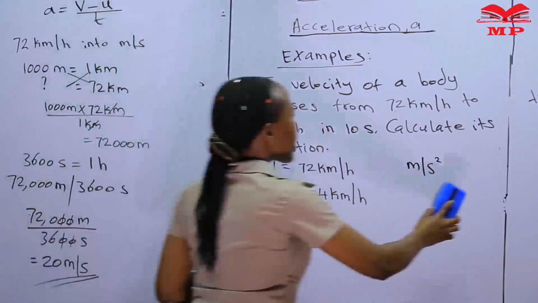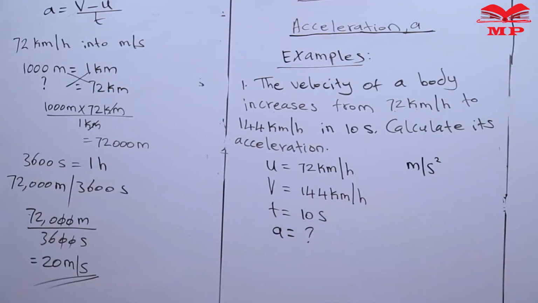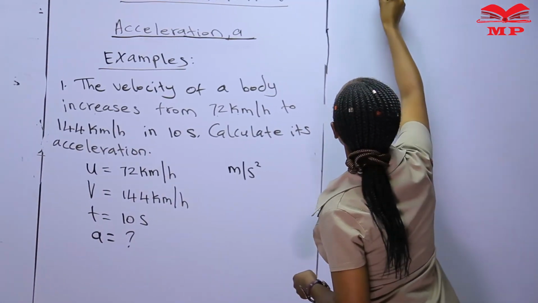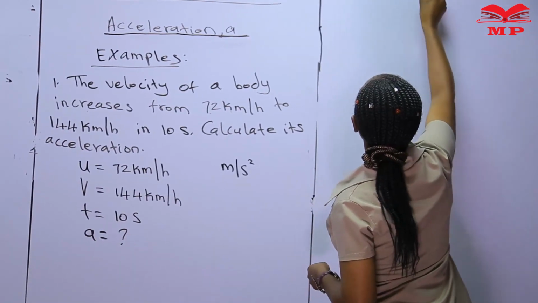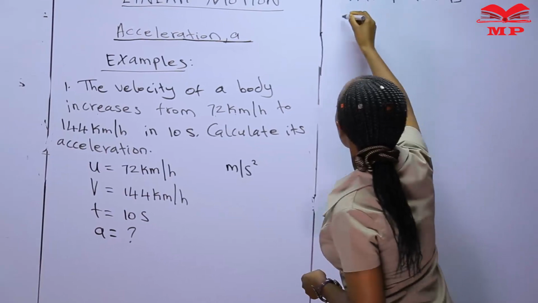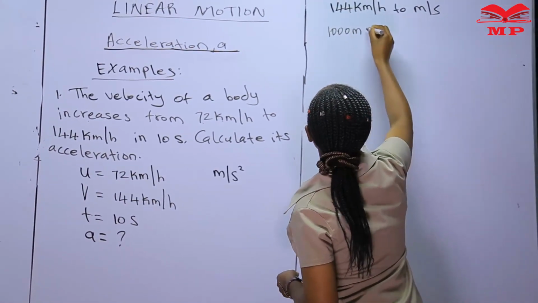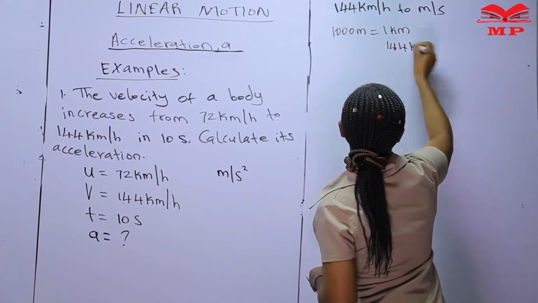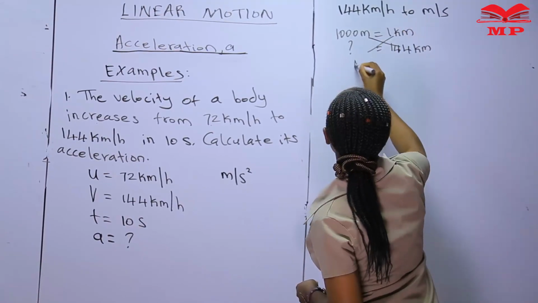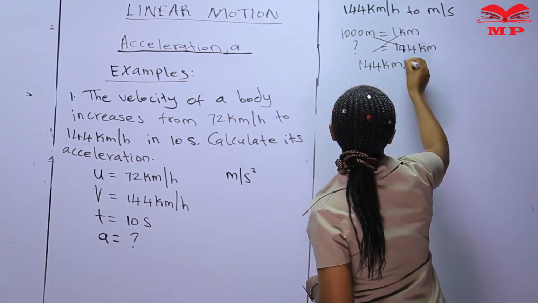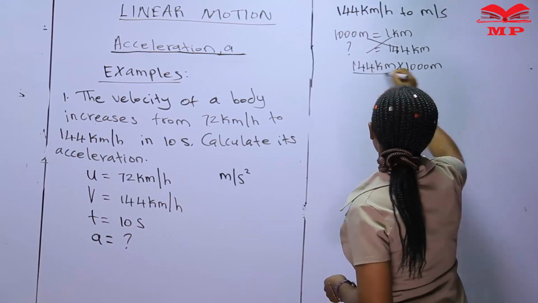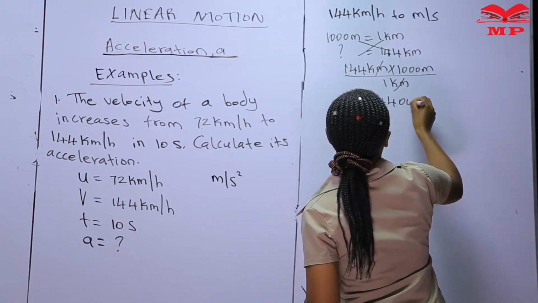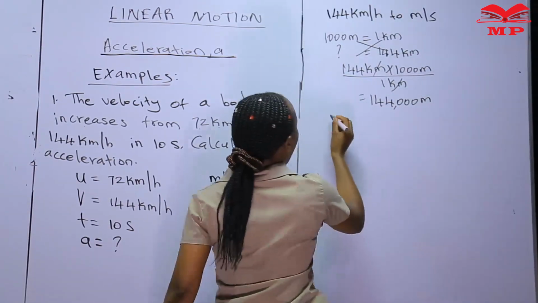We also calculate the final velocity in meters per second. So we have 144 kilometers per hour to meters per second. So again, 1,000 meters is an equivalent of 1 kilometer. What about 144 kilometers will be an equivalent of how many meters? So we have 144 kilometers. We multiply by 1,000 meters. We divide by 1 kilometer. So we end up getting 144,000 meters.